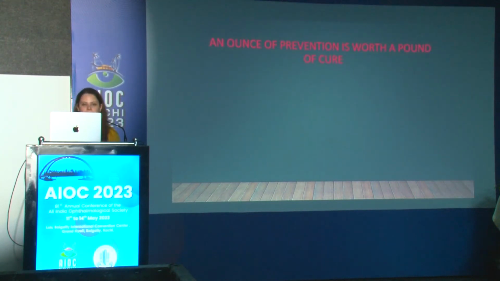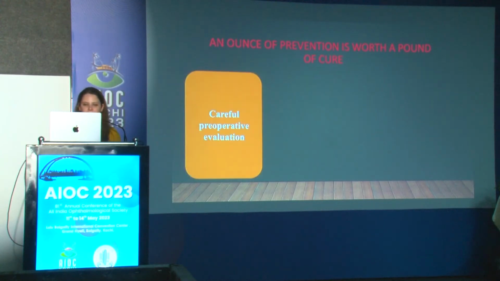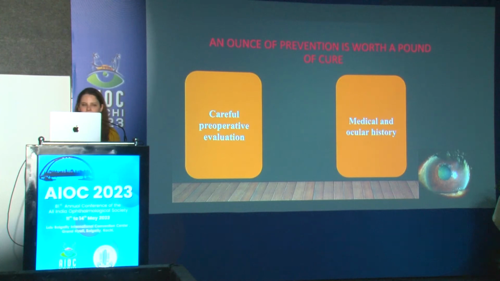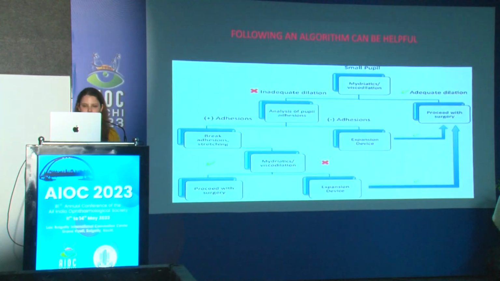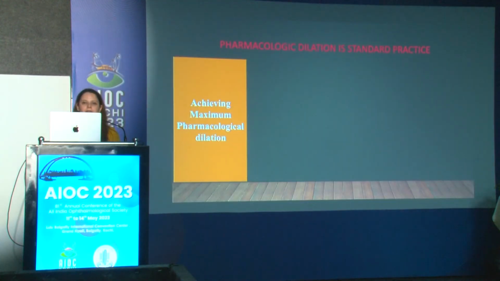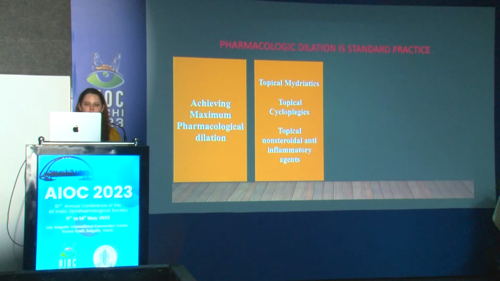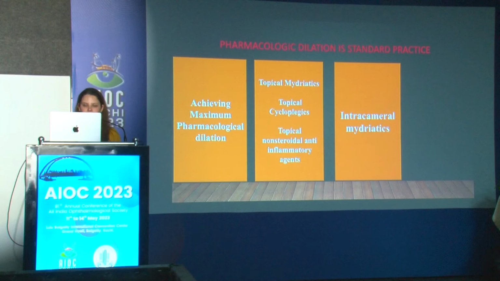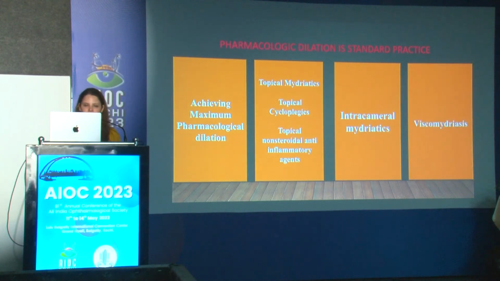So whenever we know that there is a small non-dilating pupil, we have to take steps to prevent it. Careful preoperative evaluation: we always have to know the cause of the small pupil, and then we have to take a careful medical and ocular history. Following an algorithm can be helpful. Then pharmacological dilatation, this is the standard practice. We have to achieve maximum pharmacological dilatation. We have topical mydriatics, topical cycloplegics, and topical NSAIDs, then intracameral mydriatics and viscomydriasis.